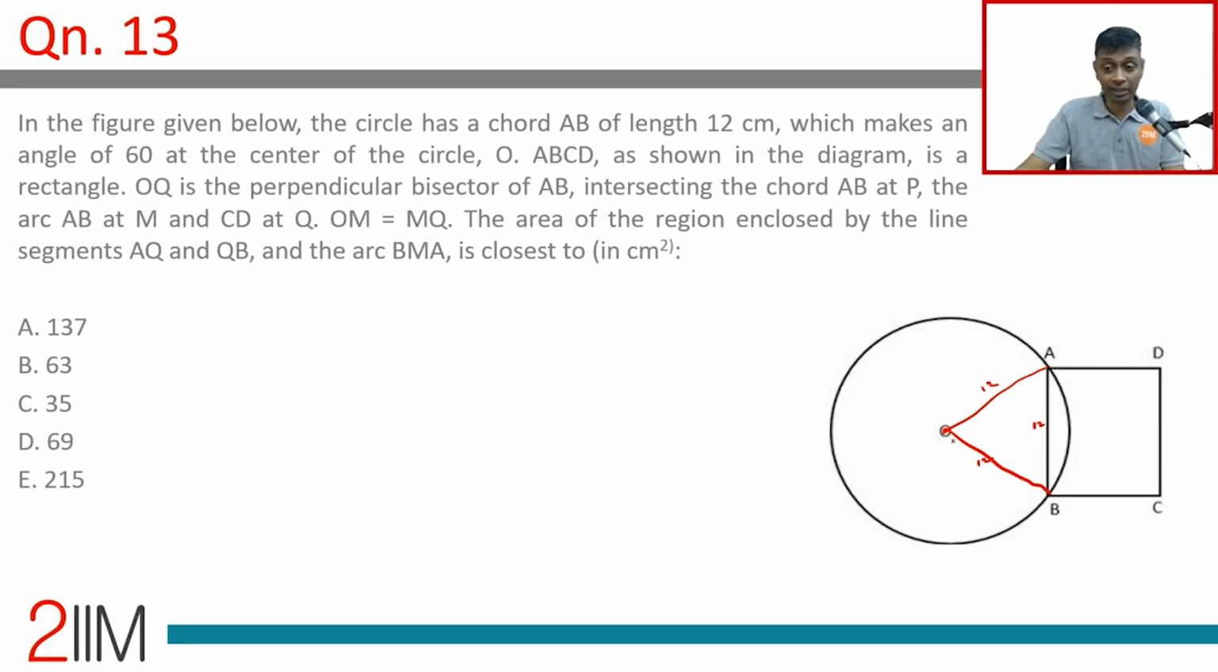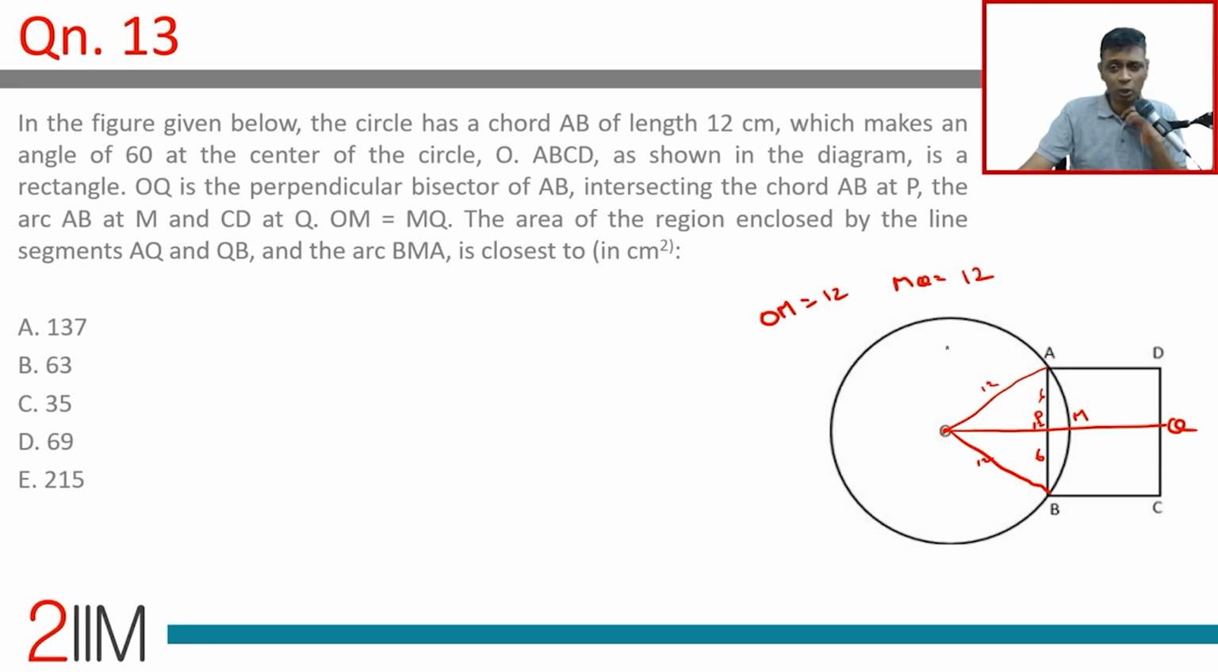OQ is a perpendicular bisector of AB, intersecting chord AB at P, arc AB at M, and CD at Q. Wonderful line like this. This is 6. This is 6. Further, OM is equal to MQ. OM is the radius, which is 12, so MQ should also be 12. Brilliant.